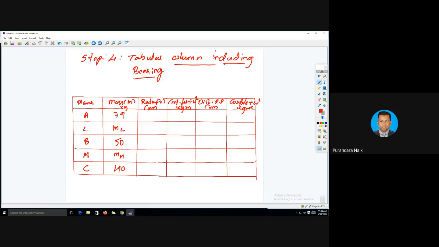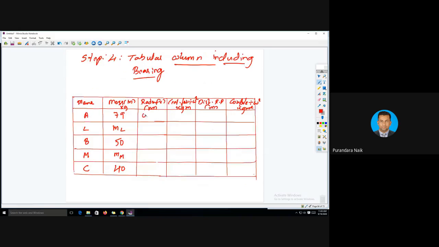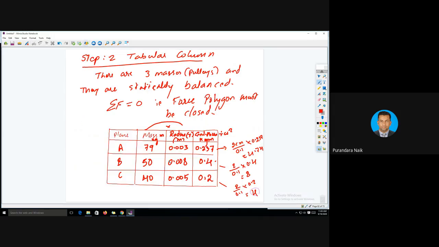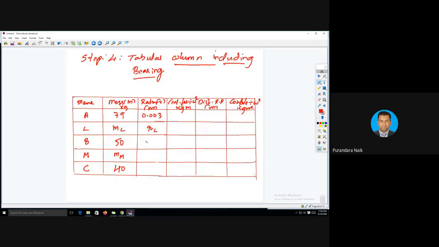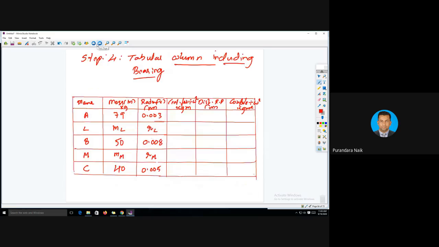Next, radius of rotation. A is 0.003. Here you take it as RL because it is unknown, and 0.008. Next, this is RM. Last one 0.005. So RL and RM are unknown. ML and MM are also unknown. You just leave it.